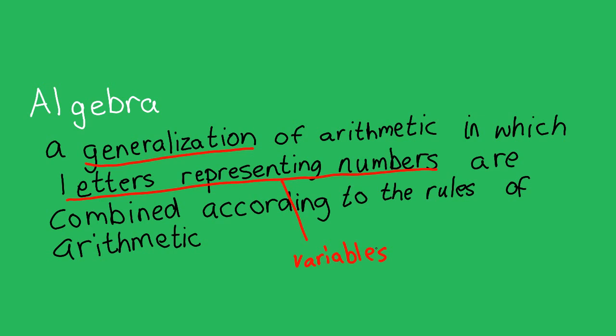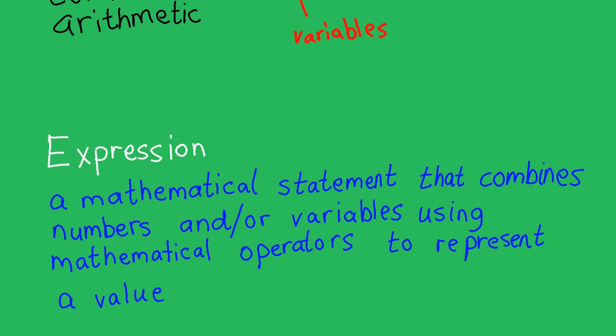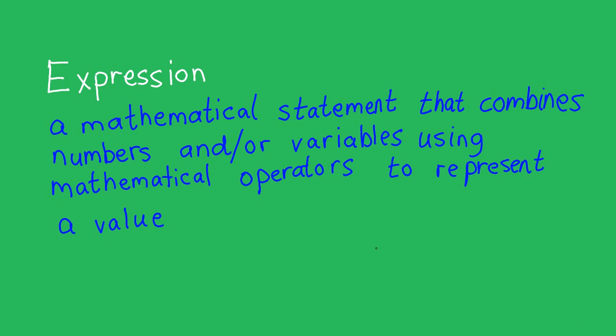Well, an expression is just something that we can use to represent a real world value. A better definition might look something like this. An expression is a mathematical statement that combines numbers and/or variables using mathematical operators to represent a value. So with expressions, we take numbers, and we can also use variables, and we combine them together with plus and minus signs to represent a value. Now you guys already know expressions. You've been working with them throughout most of your math career.